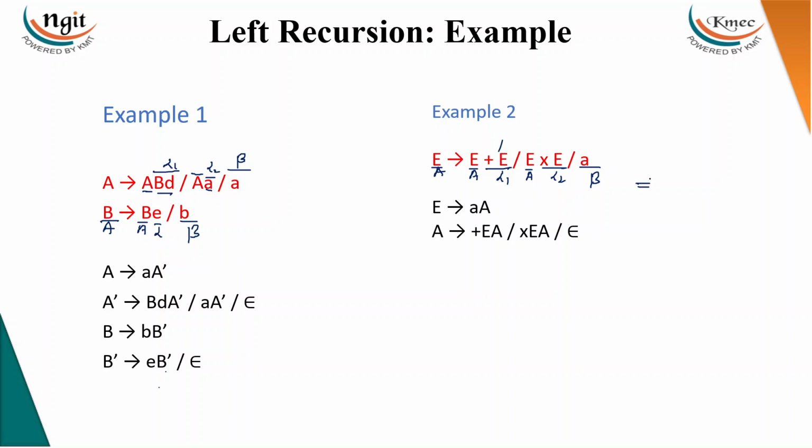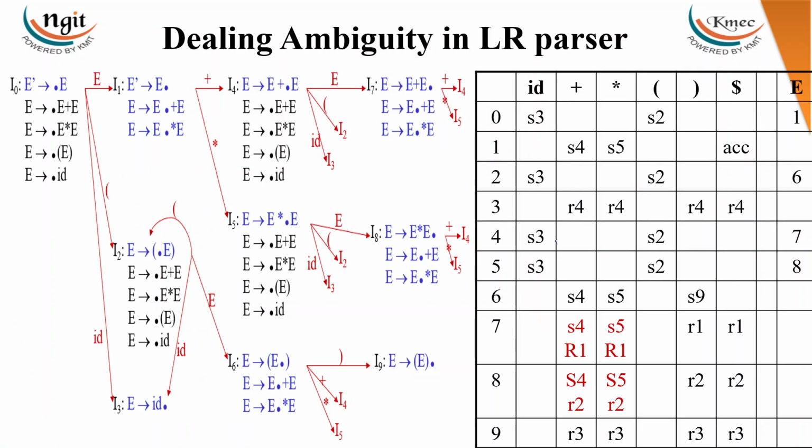Or how can I write it? E tends to beta E dash, E dash tends to plus E E dash or star E E dash or epsilon. Where I have taken E dash here, they have taken A here. No problem. There is no logic behind that. You can take whatever new non-terminal you want. So this is how we are going to deal with left recursion.